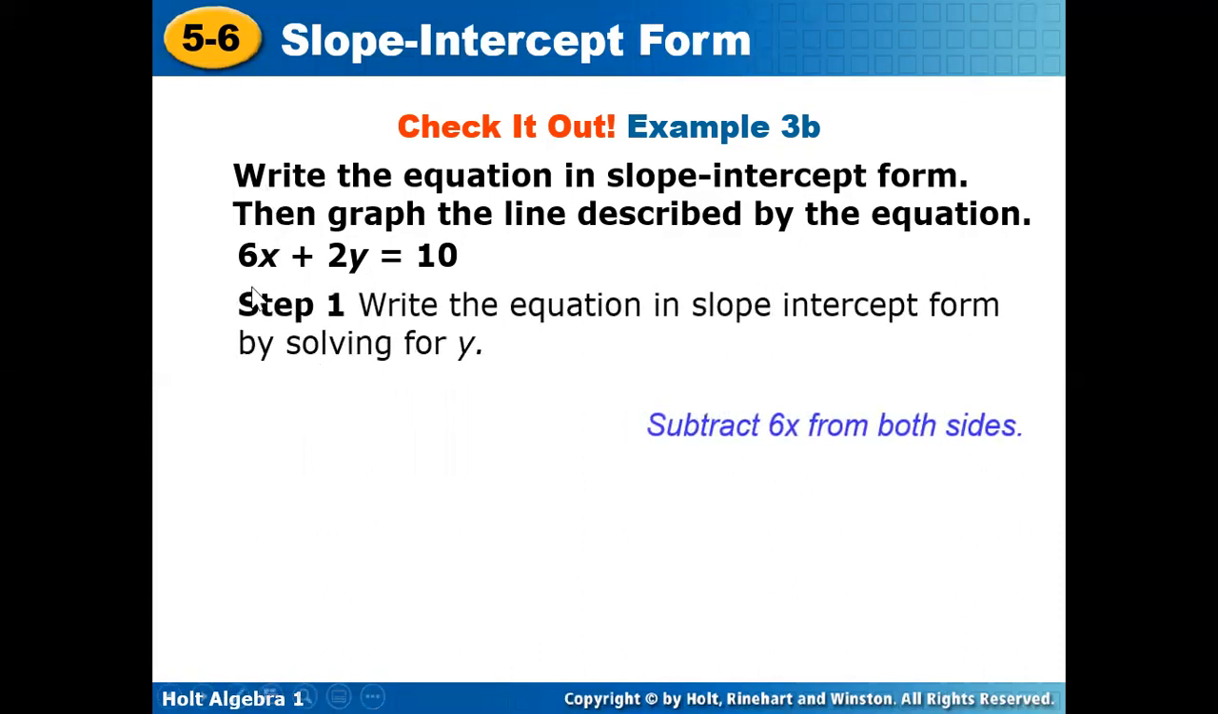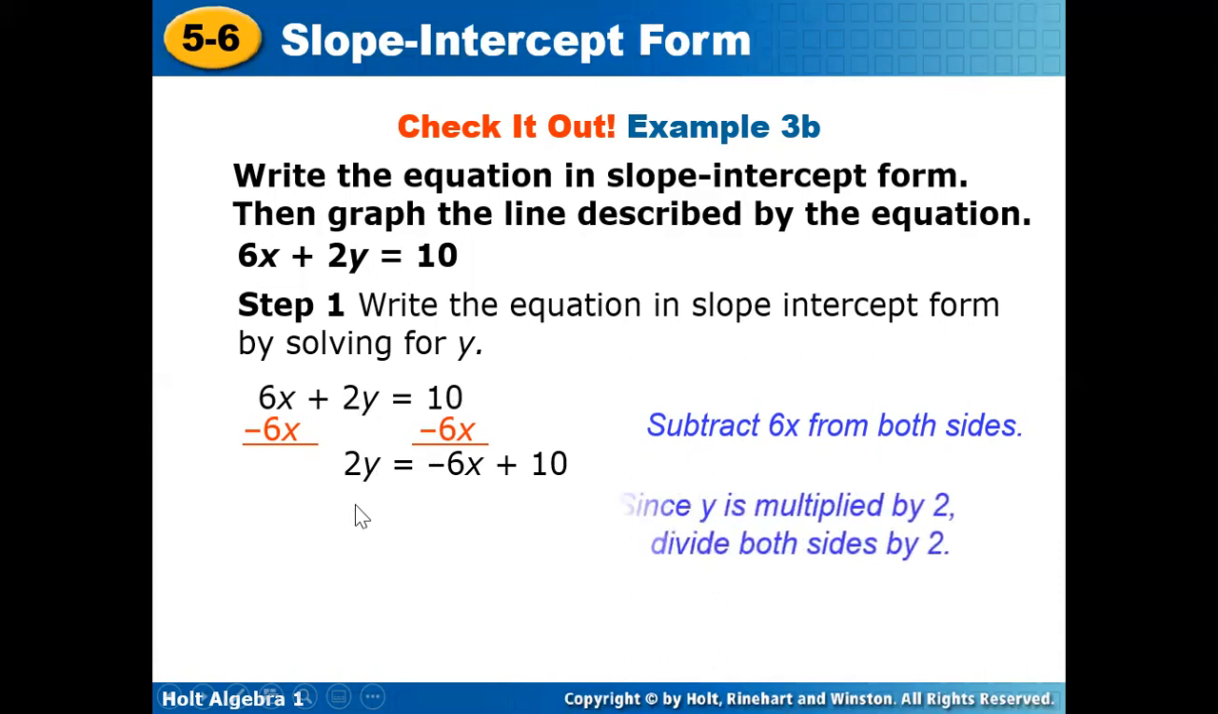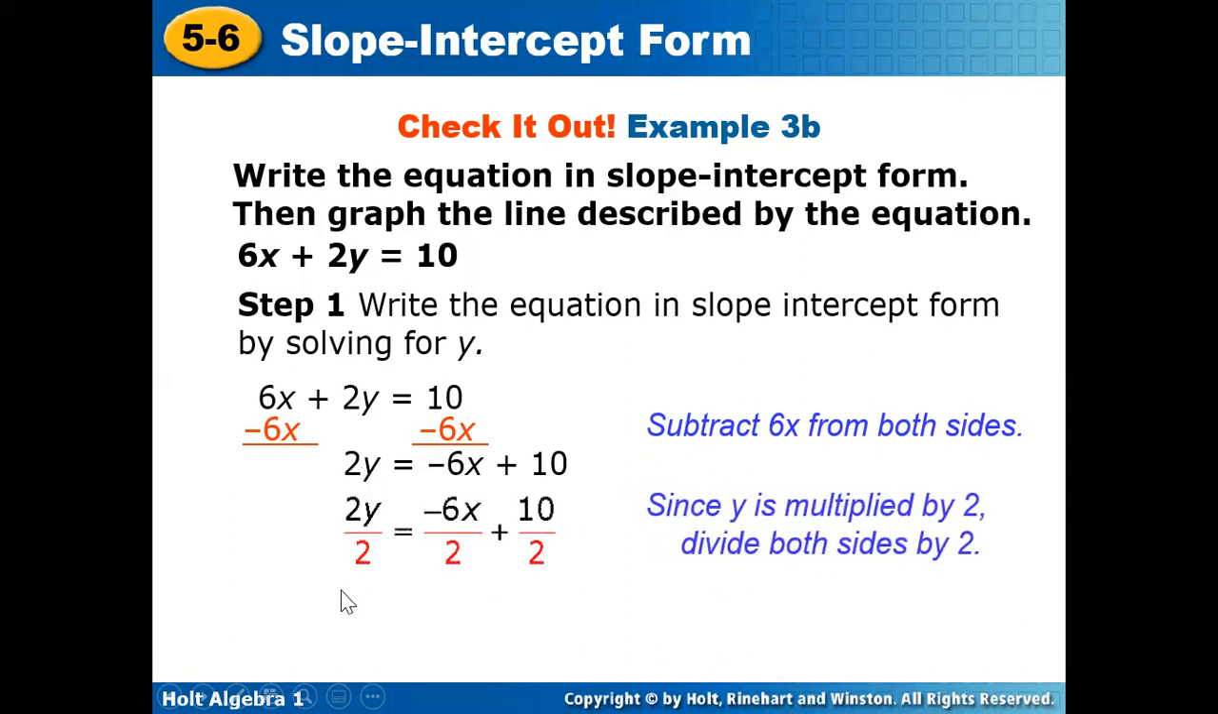So we're going to get rid of this 6x over here because we want to get our y by itself. So we're going to subtract 6x from both sides. Gives us 2y on this side of the equal sign. Negative 6x plus 10 because that's a positive 10 over there. Now we still have to divide by 2 because we've got to get this y by itself. Divide everything by 2. And we will reduce this down to y equals negative 3 over 1 x plus 5.